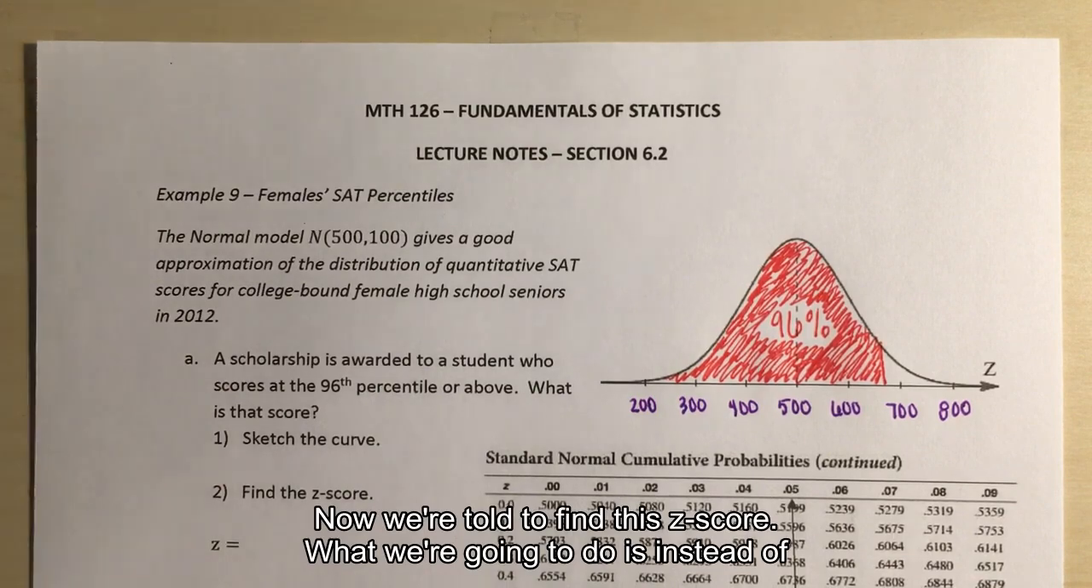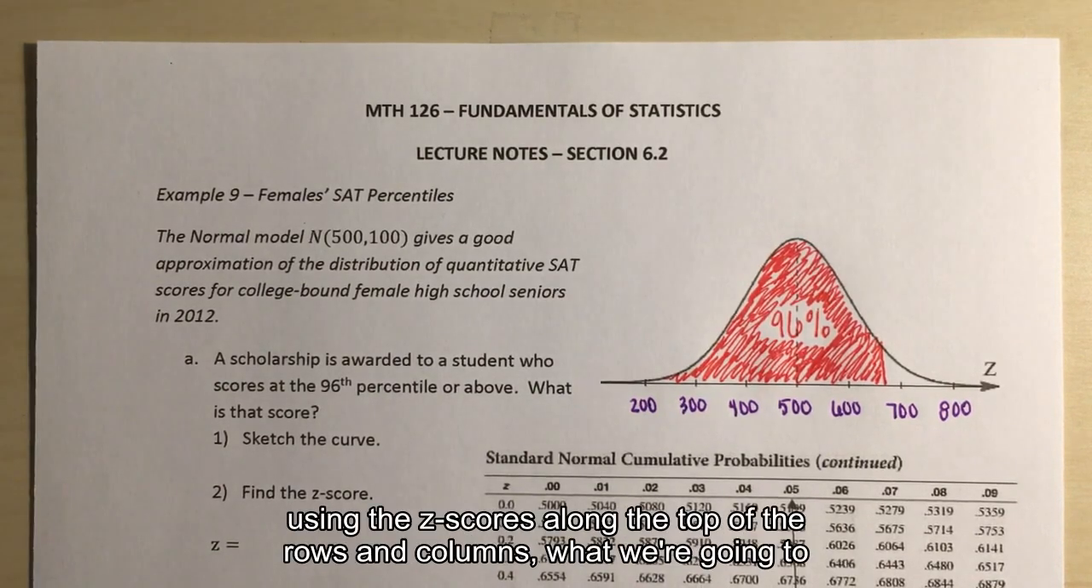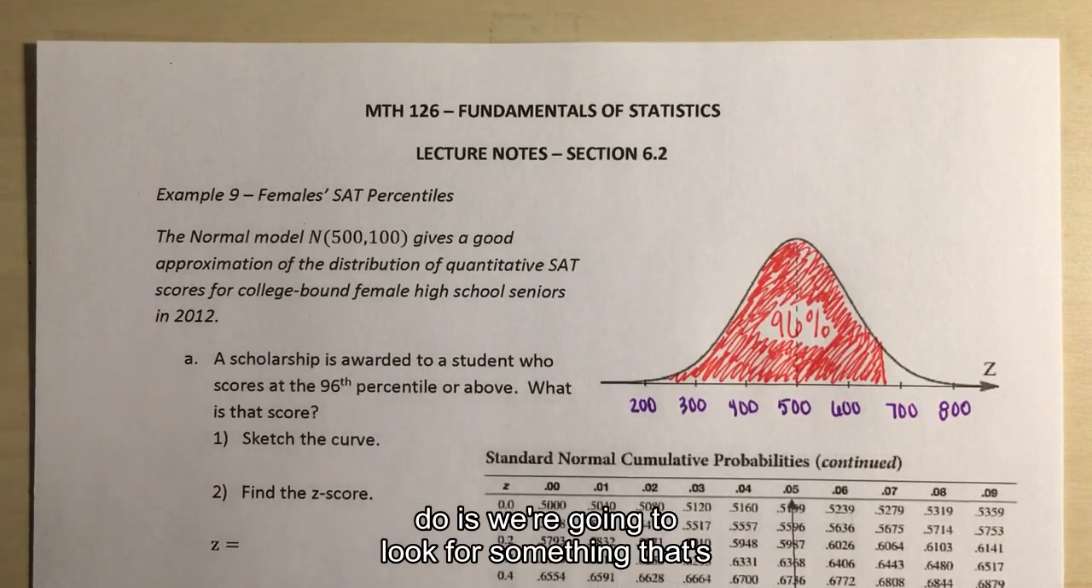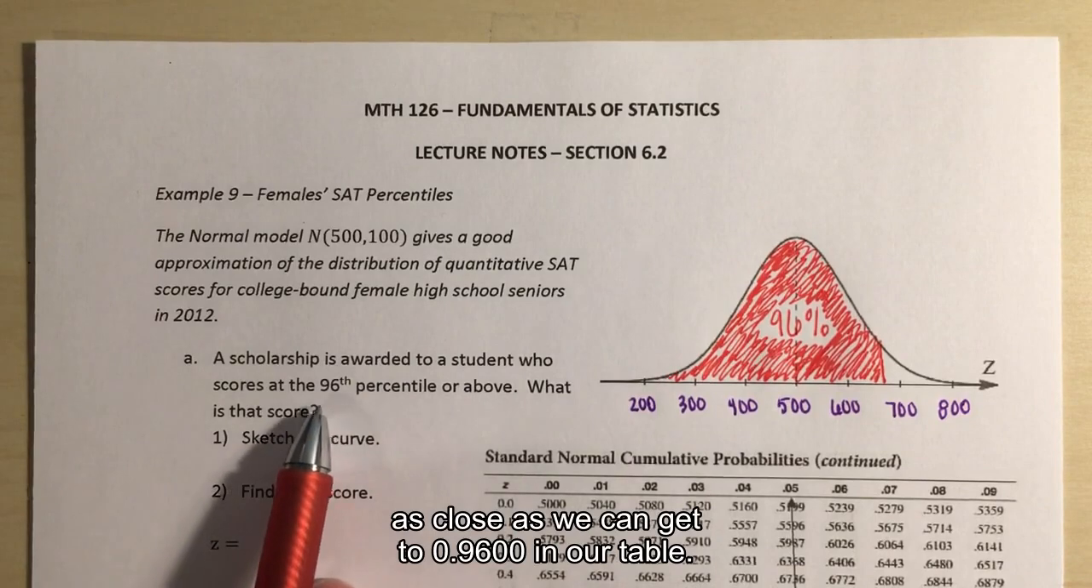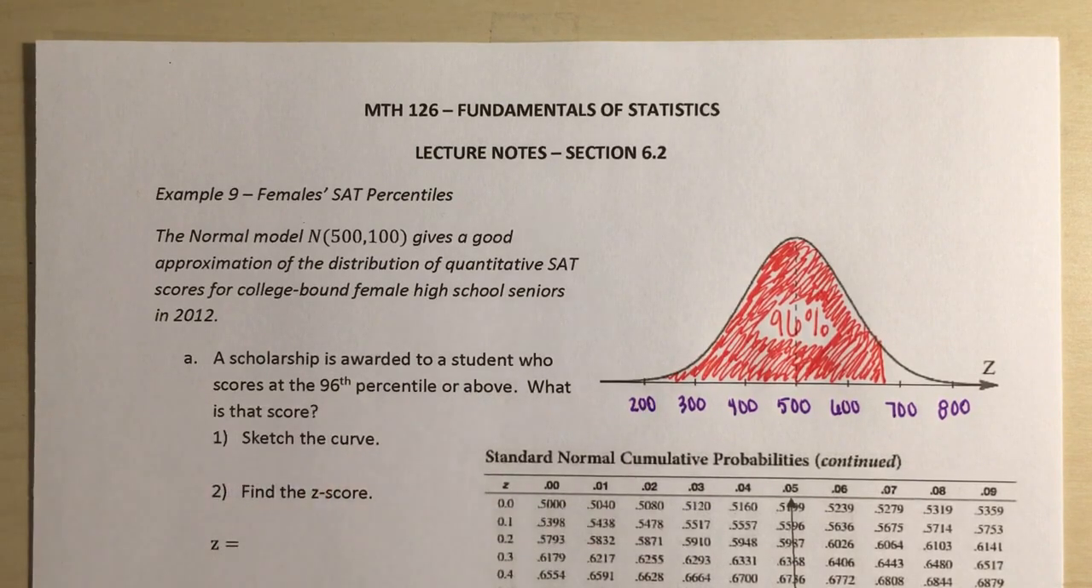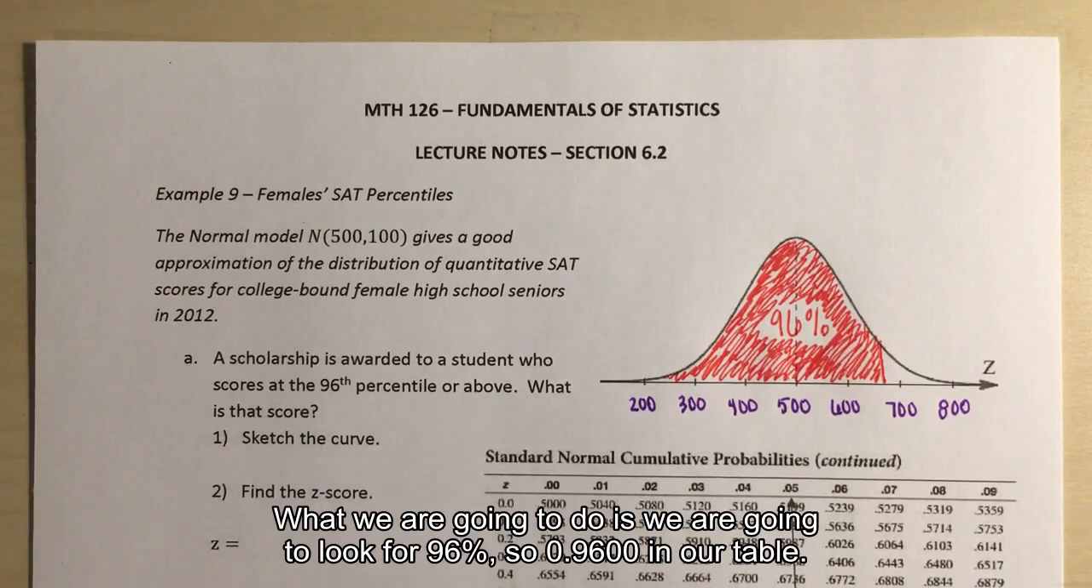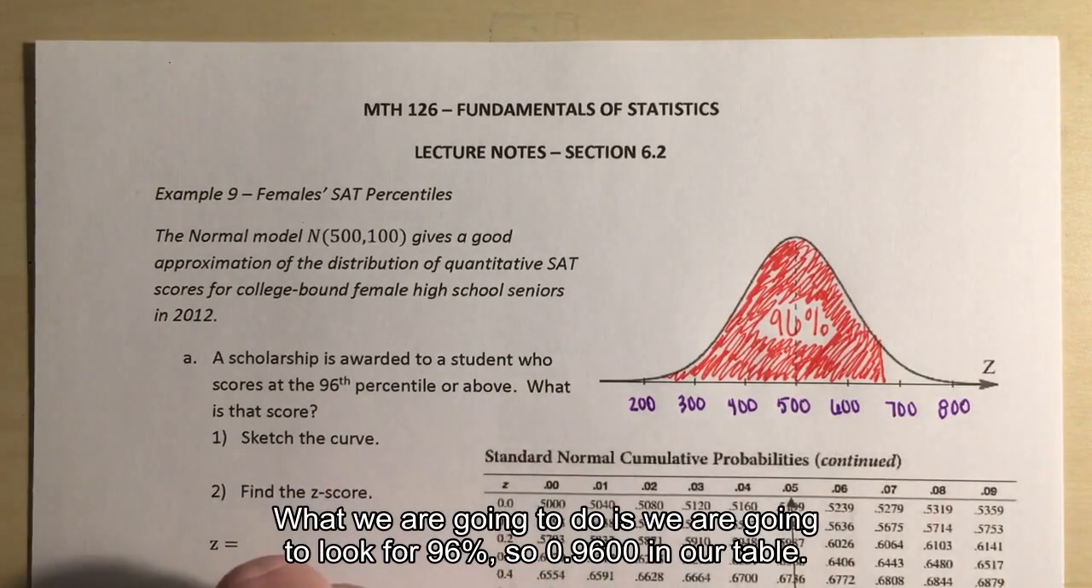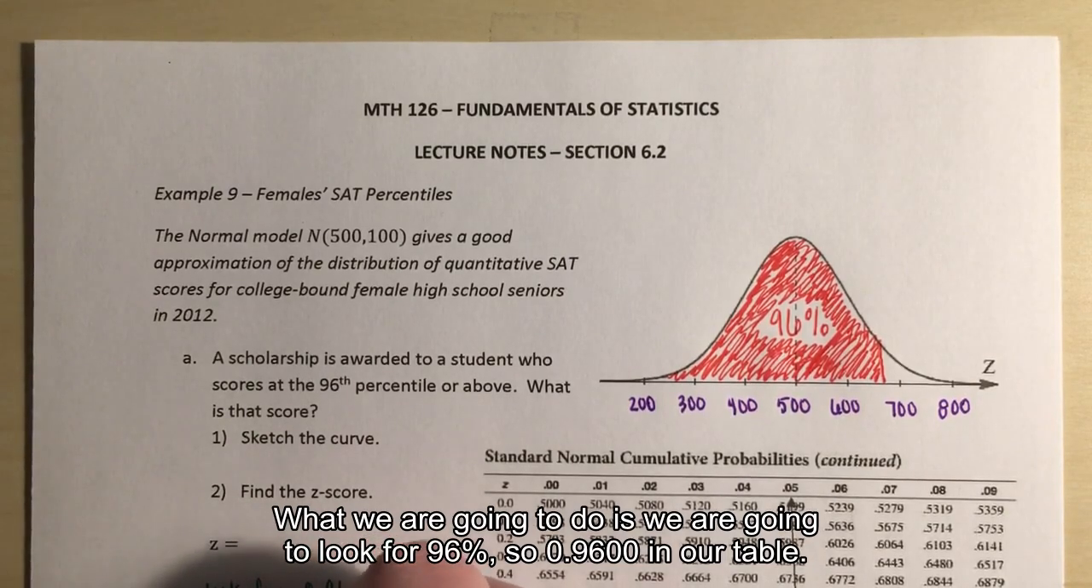Now we're told to find the z-score. Instead of using the z-scores along the top and side of the table, we're going to look for something as close as we can get to 0.9600 in our table.